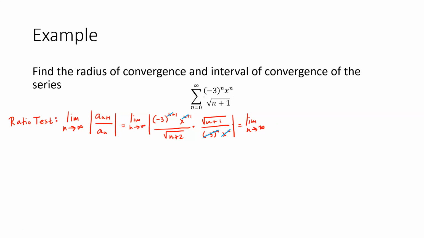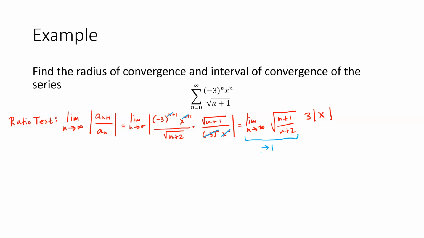And then here I'll put these square roots together. And then I'm left with the absolute value of negative 3, which is really just the positive 3, times the absolute value of x. Notice I leave the absolute values around the x because x is a variable here. And then as I take n to infinity, this part here is going to approach 1.